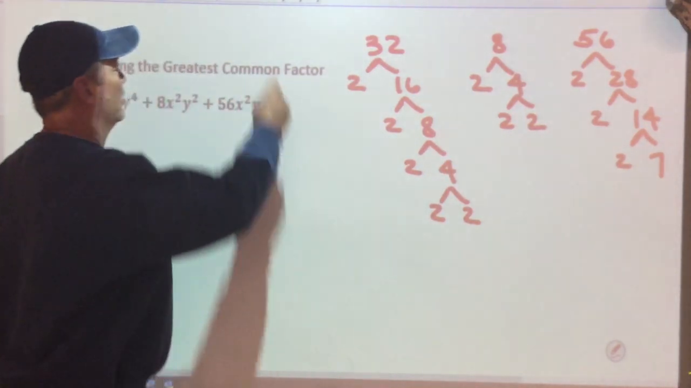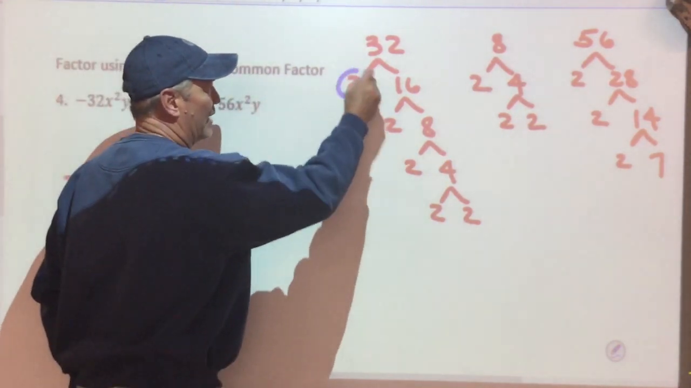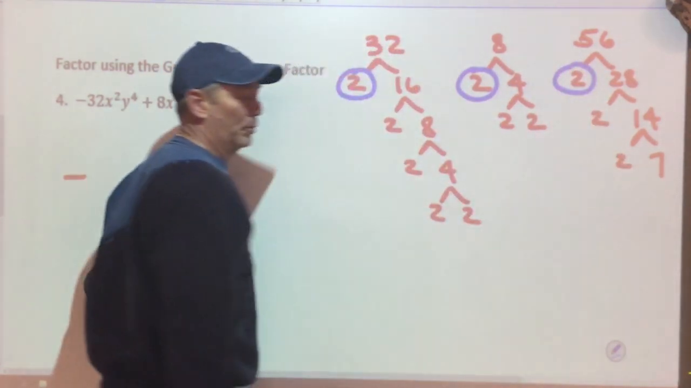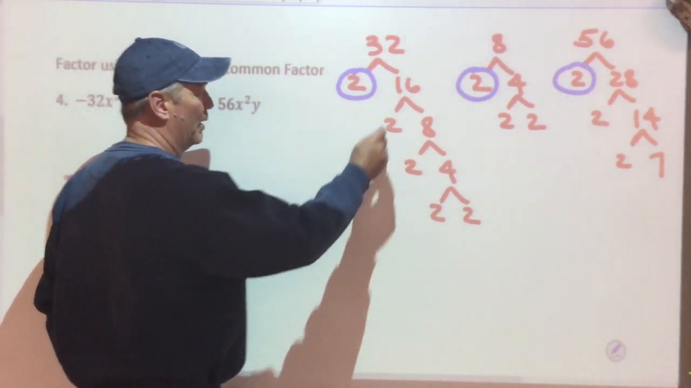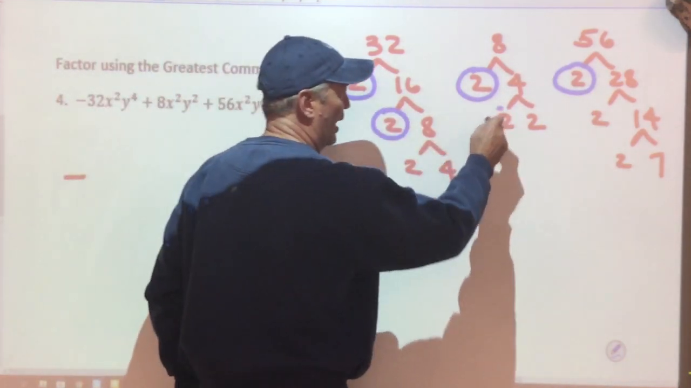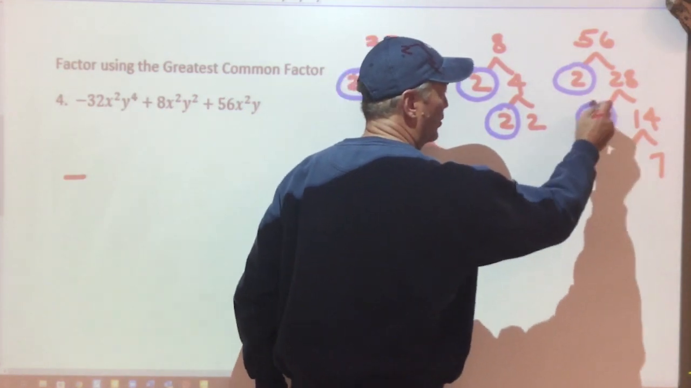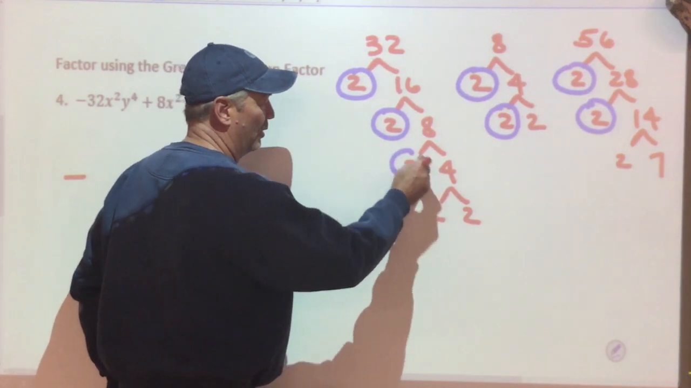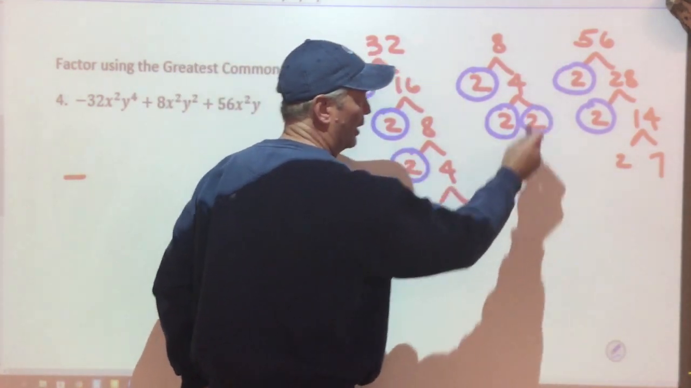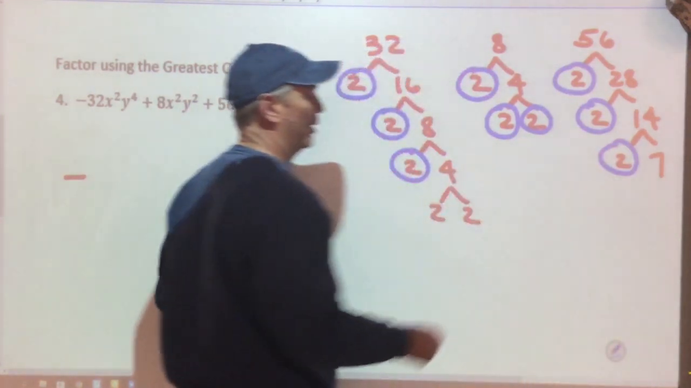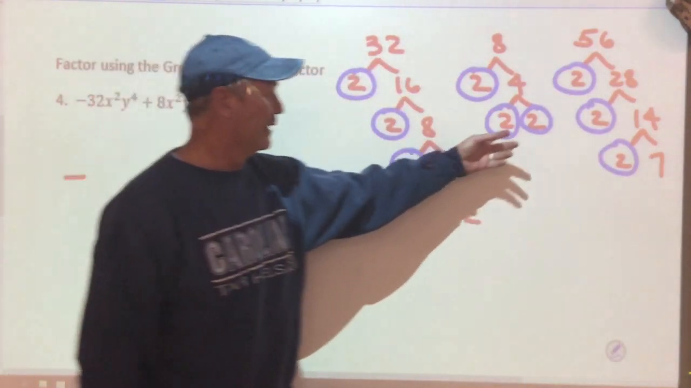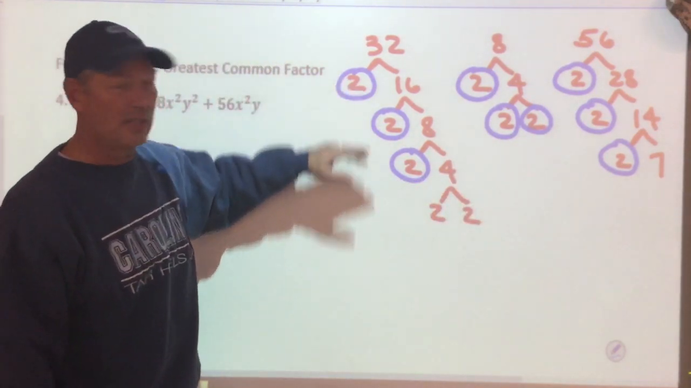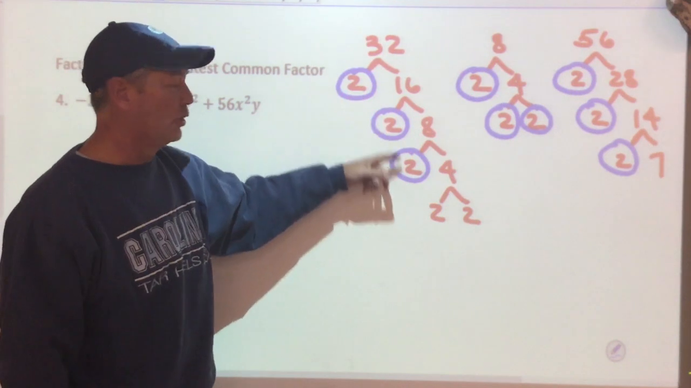What do we have in common? This one has a 2, this one has a 2, that has a 2. They have a 2 in common. We have another 2, and another 2. They have two 2s in common. This has a 2, another 2, and a third 2. That's it, this 8 doesn't have any more numbers. So just like the previous problem, we have three 2s in common.